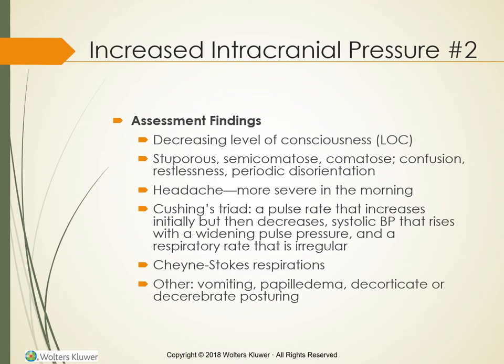Changes in ICP are heralded by a body temperature that may rise or fall depending on the etiology of the increased ICP or its effect on the temperature regulating center. This is accompanied by a series of changes in vital signs called Cushing's triad. Cushing's triad is characterized by 1, a pulse rate that increases initially but then decreases, 2, a systolic blood pressure that rises with a widening pulse pressure, which is the difference between the systolic and diastolic measurements, and 3, a respiratory rate that is irregular. Cushing's triad occurs late in increased ICP. Later, Cheyne-Stokes respirations occur, consisting of shallow, rapid breathing followed by periods of apnea.